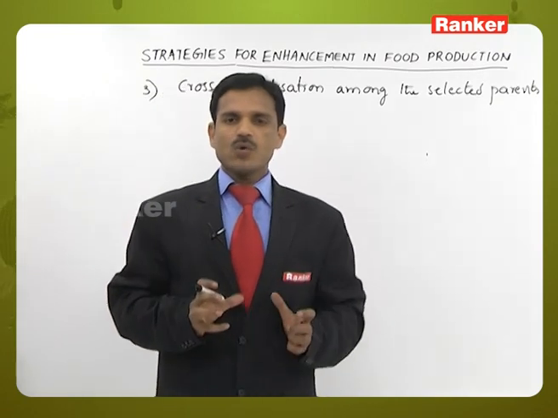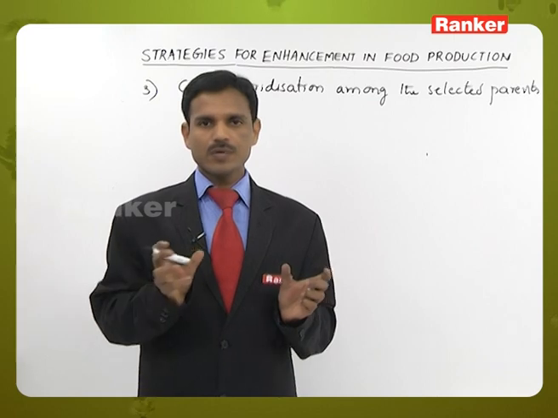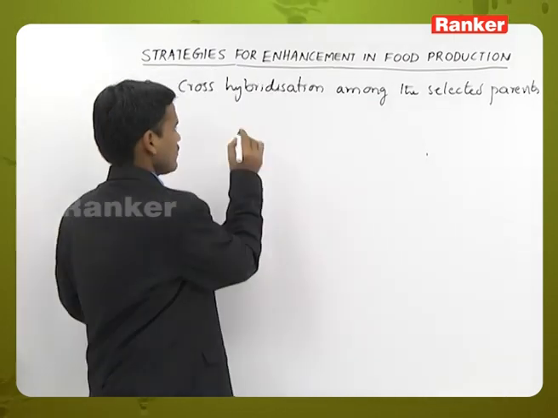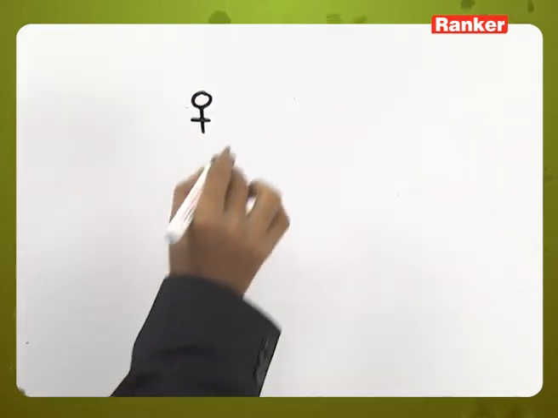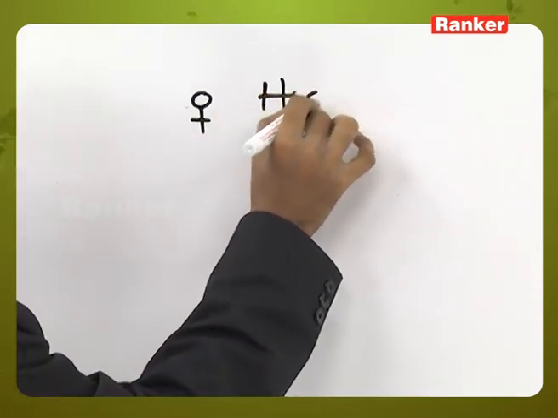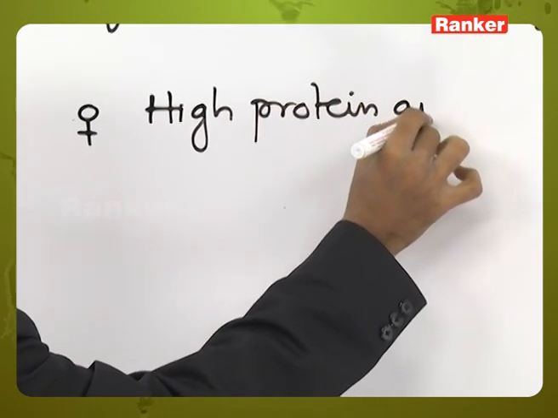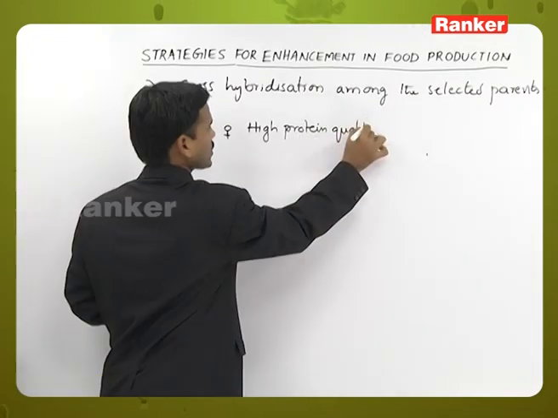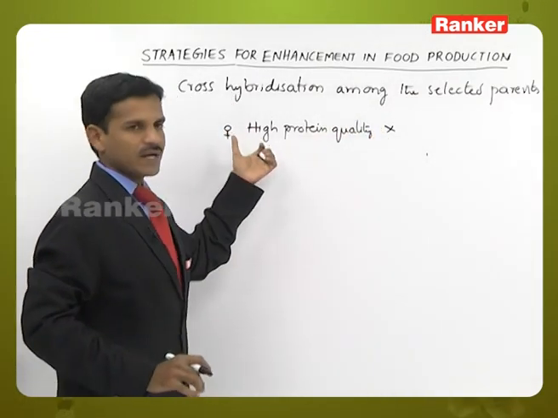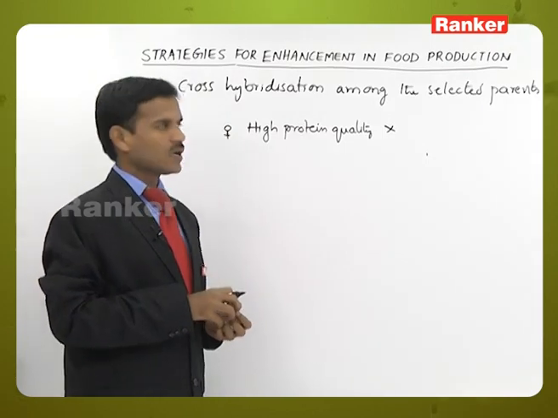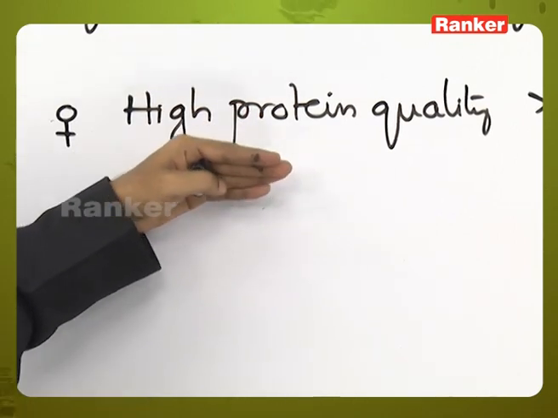Here the desirable qualities are present in two parents or two plants, and these two plants are to be crossed. One plant is having high protein quality, but no disease resistance. This plant is low yielding, has high protein quality, and some disease resistance is absent.